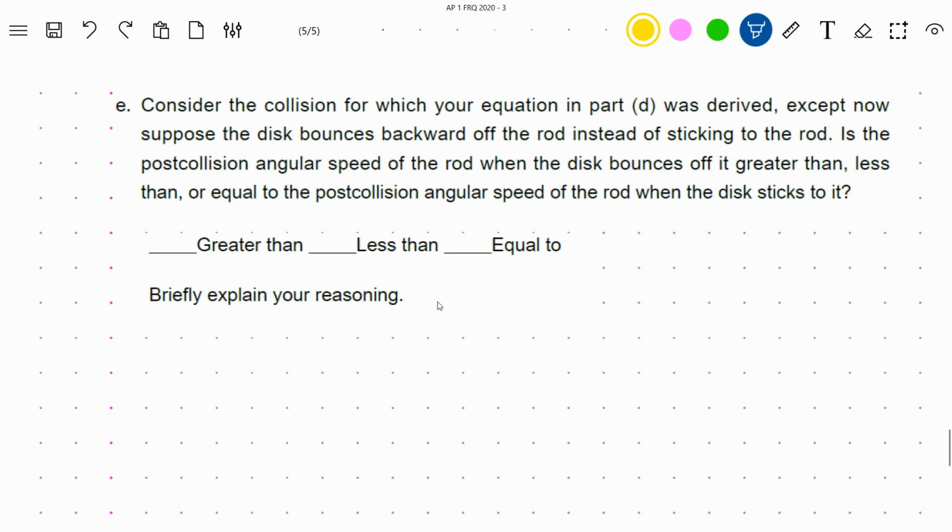Consider the collision for which your equation in part D, the equation I just came up with, except now suppose the disk bounces backwards off of the rod instead of sticking to the rod. So up until now, we've been considering that inelastic collision where they collide and stick. Now they're saying, what if it bounces instead? Is the post-collision angular speed of the rod when the disk bounces greater than, less than, or equal to the post-collision angular speed of the rod when the disk sticks to it?